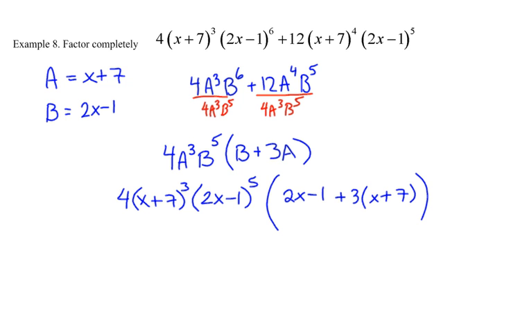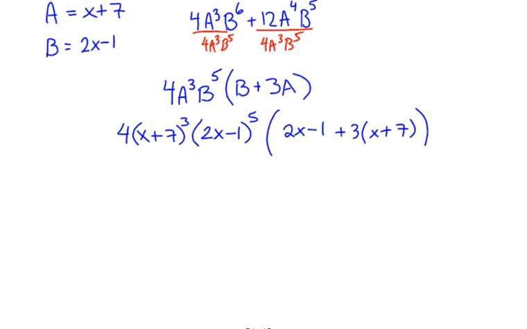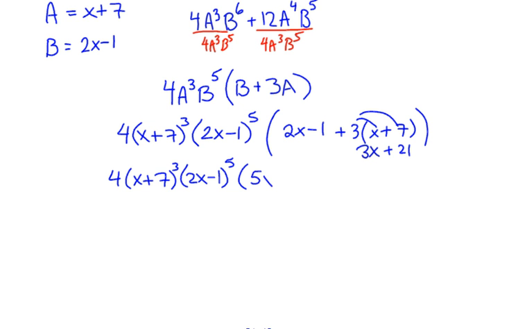So guess what we can simplify? The b plus 3a. Yeah. Okay. Are you with me still? We're alive? Okay, so this becomes, can I just make this 3x plus 21 right now? Okay, so then we have 2x plus 3x, 5x, and then negative 1 plus 21. Plus 20, uh-oh.